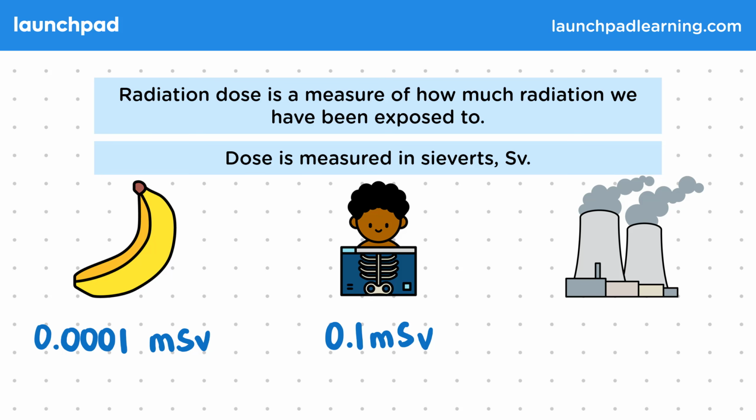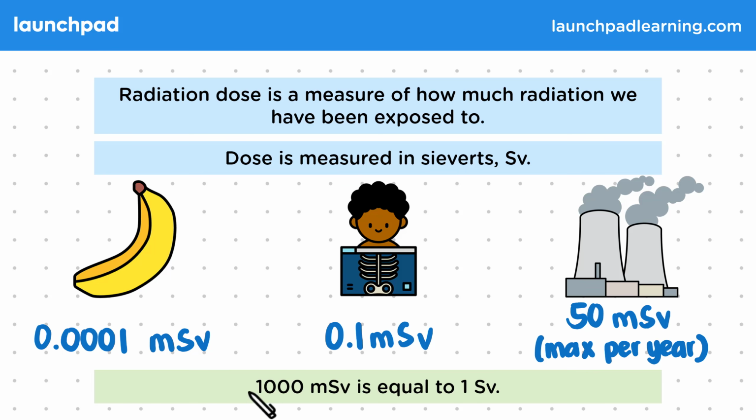A high dose is received when working in a nuclear power plant, so the people that work there limit their time working so they don't receive more than 50 millisieverts in 1 year. And 1000 millisieverts is equal to 1 sievert. But you don't need to remember these examples for your exams.